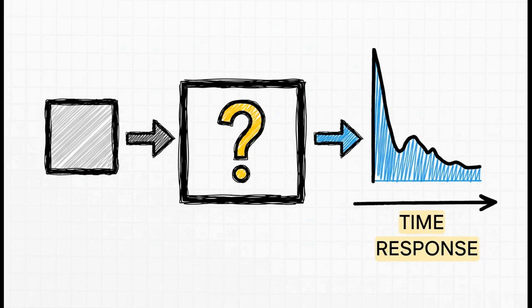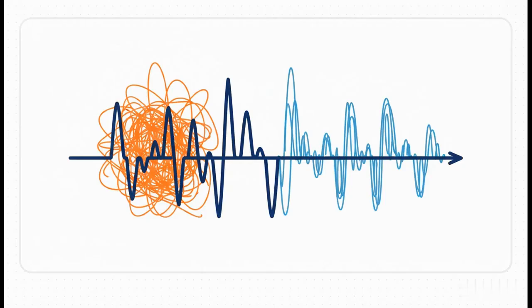We send in a standard, known signal, and then we just watch what comes out the other end. This is called the system's time response, and it tells us pretty much everything about its character. And this response usually has two parts. First, there's the transient response. You can think of this as the initial shock. The system kind of wobbles a bit as it adjusts to the new input. But that part fades away. What you're left with is the steady state response. That's the system's stable, predictable, long-term behavior.